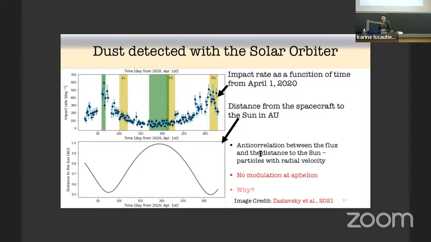But what was strange was that we didn't see any modulation of the observed dust in the aphelion at 1 AU. And we expected it because, considering the STEREO data, we knew that, for example, in 2012, there was a component of the interstellar dust. So we were curious what happened and why we don't see that component.